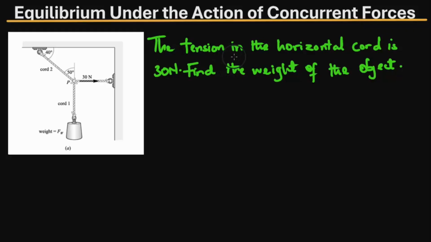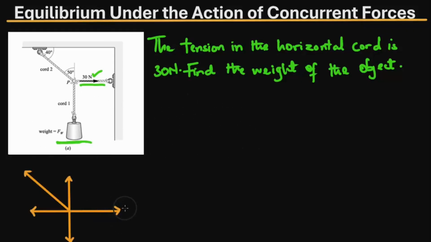The tension in the horizontal cord in this diagram is 30 Newton. This is the horizontal cord right here, and this is the force, 30 Newton, or the tension, 30 Newton. We are told to find the weight of this object. Okay, so how do we find the weight of this object? Firstly, let's draw the free body diagram.